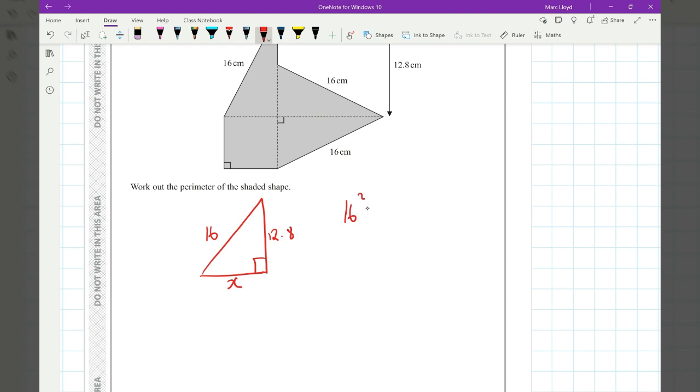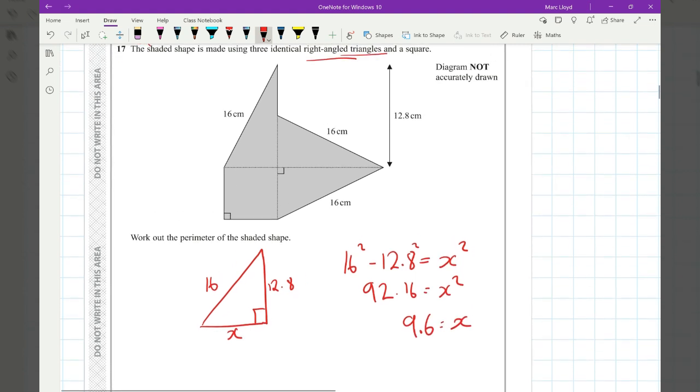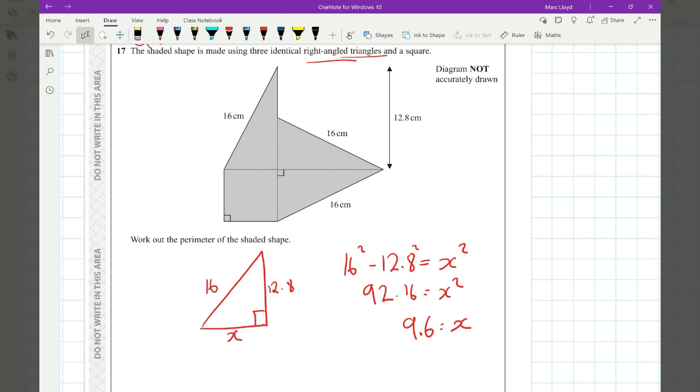Now Pythagoras theorem states that if we do the long side squared, or the hypotenuse squared, take away another shorter side squared, we will get x squared. So I'm putting all of that into my calculator all in one go. 12.8 squared gives me 92.16, which is equal to x squared. And then we square root it. That gives me 48 over 5, which is 9.6. So actually quite a nice number. That means that short length is 9.6. So we've got a 9.6 here and a 9.6 here.